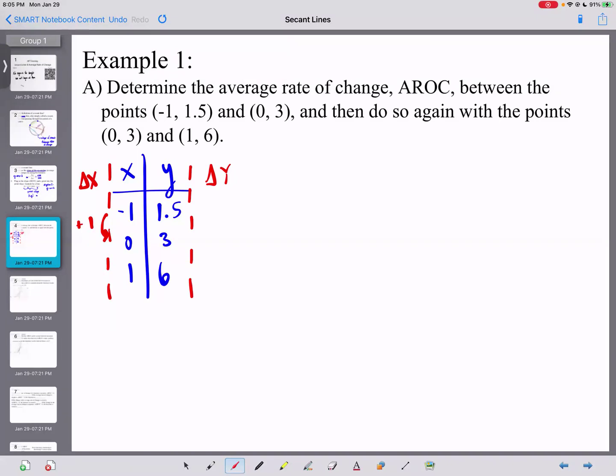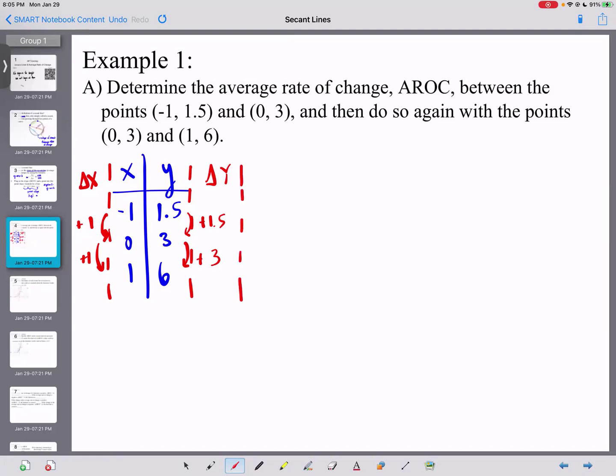I'm going to just assume you realize that's a +1, and here we also have a +1. So if both these values, the x's, are increasing by 1, and when I look at the change of y's from 1.5 to 3, that's a change of 1.5, and from 3 to 6, that's a change of 3.